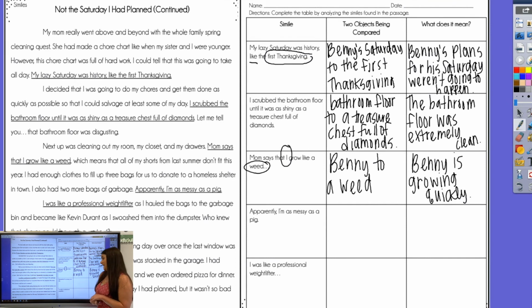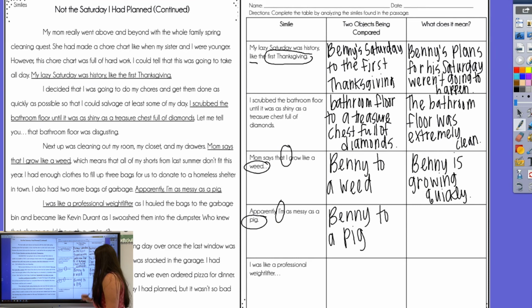Apparently, I'm as messy as a pig. I'm going to let you guys do this one on your own because this is a super easy one. I know you're super smart and I know you can do it. You may check yourself when you've done it by yourself. Apparently, I'm as messy as a pig. We're comparing Benny, because he's I, right? He's the narrator. Benny to a pig. And he's telling the story through first person point of view where he says I, me, mine. The actual meaning is that he is extremely messy. And I'm not going to say he, I'm going to name him Benny. That's who we're speaking about.